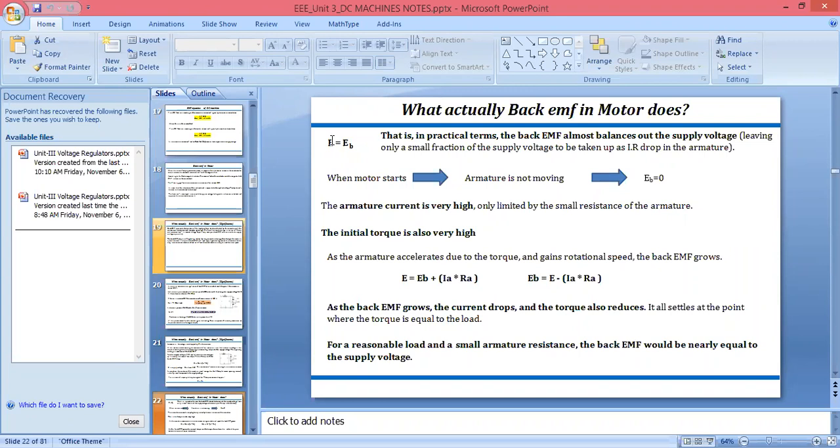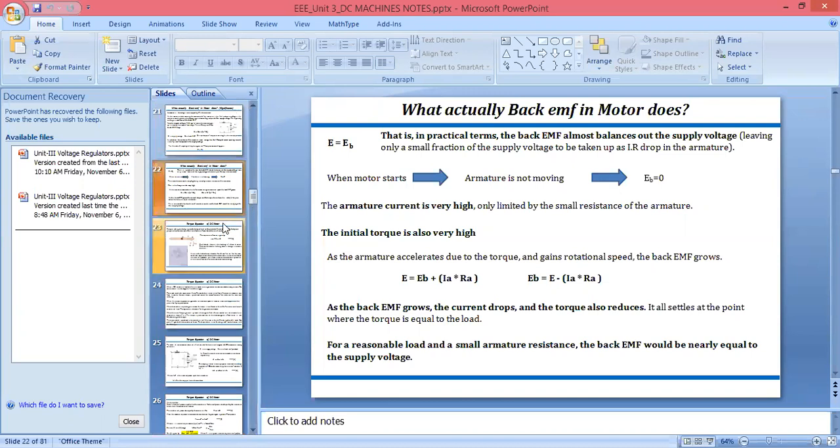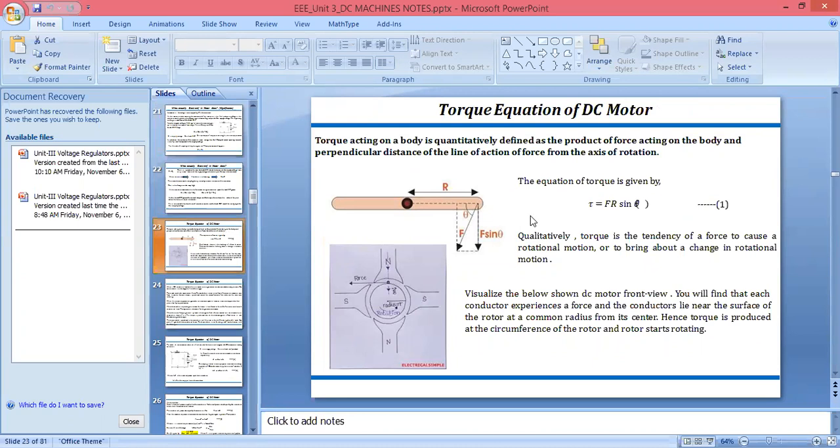So thus each conductor will experience a force, and the conductors lie near the surface of the armature, at a common radius from its center. You will understand if I show the next slide. You can see here where the armature will move. If this is the armature and it is moving, we can calculate this distance, which is nothing but the radius R. So the conductor, that is the armature, will be near the surface of the rotor, and we can take its distance from the center as the radius.